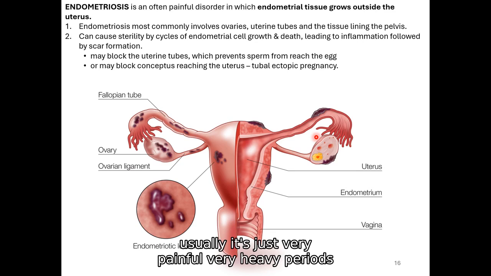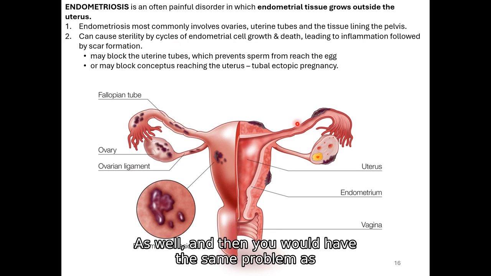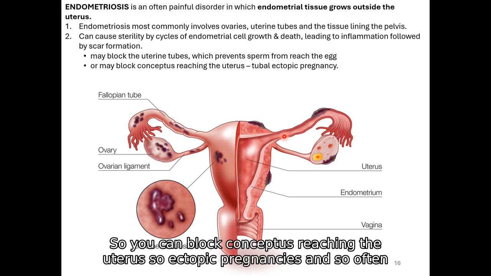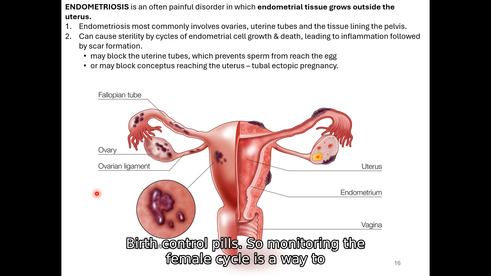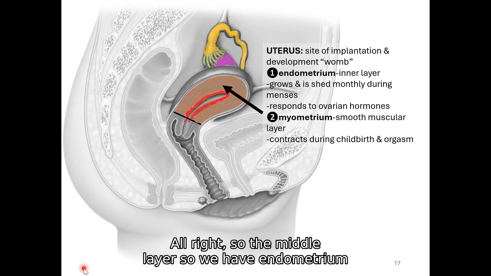So usually it's just very painful, very heavy periods. But the big problem is it can lead to sterility as well. And then you would have the same problem as a pelvic inflammatory disease. So again, block conceptus reaching the uterus, so ectopic pregnancies. And so often birth control pills, so monitoring the female cycle, is a way to control endometriosis.